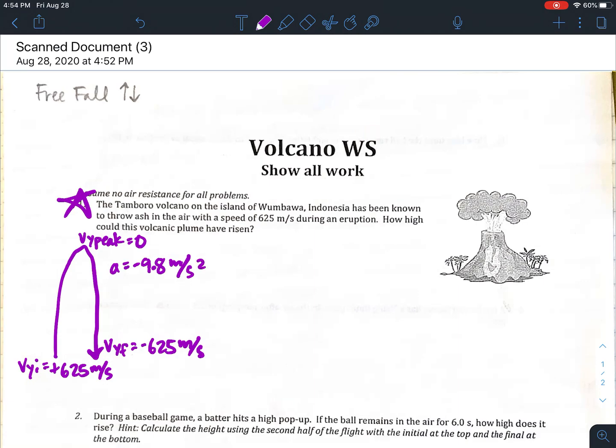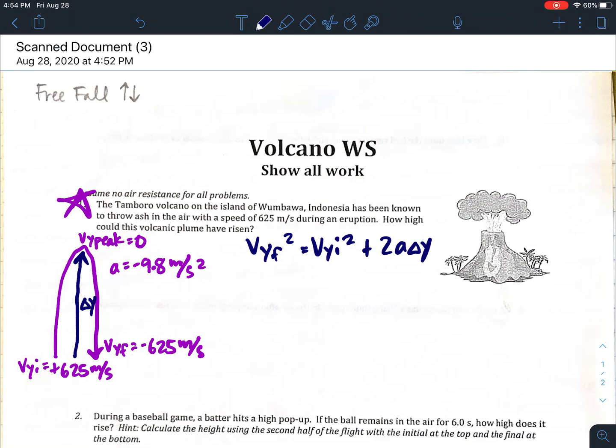Okay, so how high could this volcanic plume have risen is looking for this, right, which is a delta Y. So we have VYI, VYF, A, delta Y. I don't have time anywhere in my list, and I don't want to take the time to find that if I don't need it. So I'm going to choose the equation that doesn't have time in it, which is VYF squared equals VYI squared plus 2A delta Y.